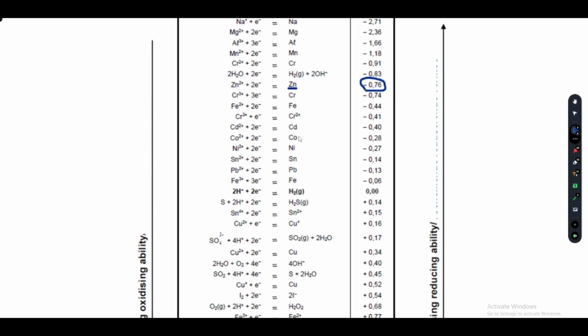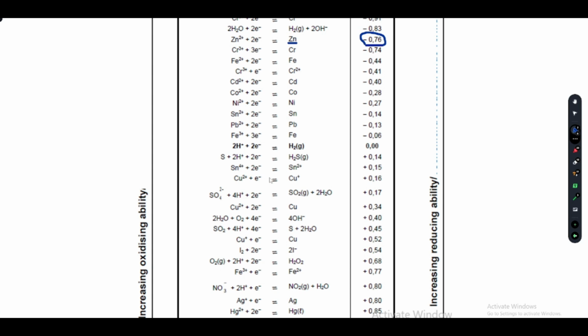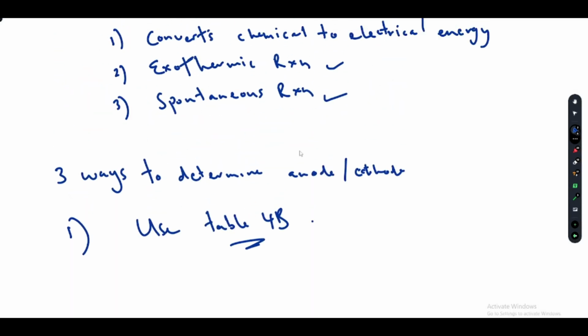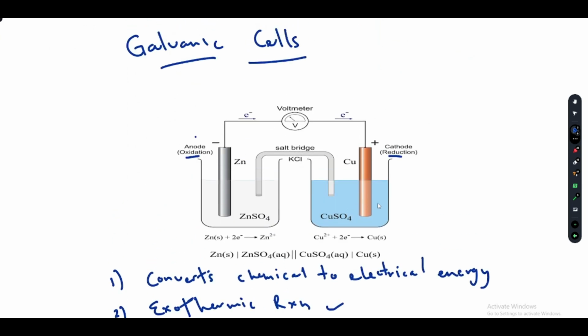As we scroll further down, we will come across several coppers, right? There's one reaction, two reactions, three reactions with copper. Which one is the one we're looking at? Well, the diagram here tells us which one we're dealing with. It's Cu, solid, and in the aqueous solution here, CuSO4, that's actually Cu2+.